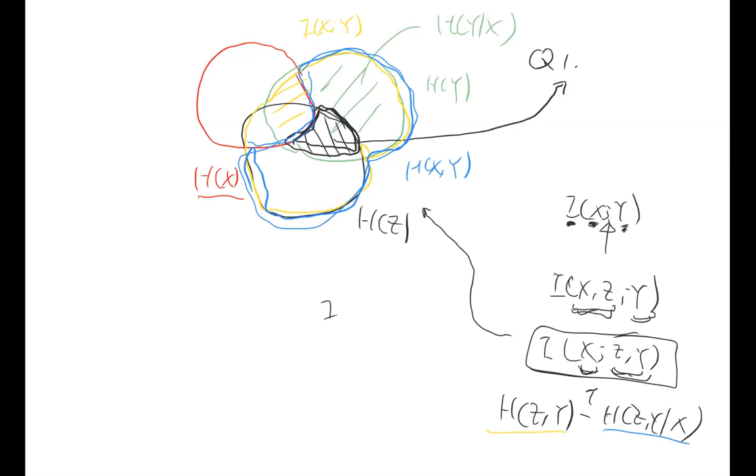So that therefore the difference, say this I(X;Y|Z) here. Maybe I say I(X;Z)... no, that's not given. I(X;Z|Y) here will be this part.